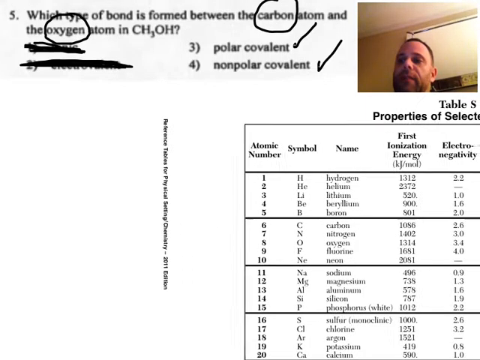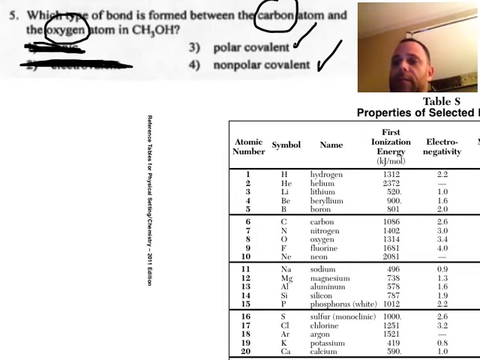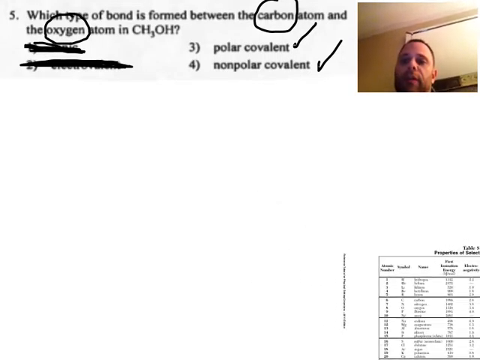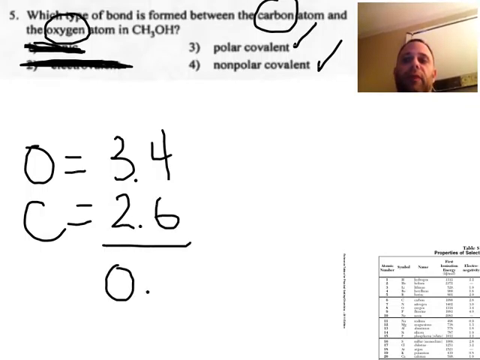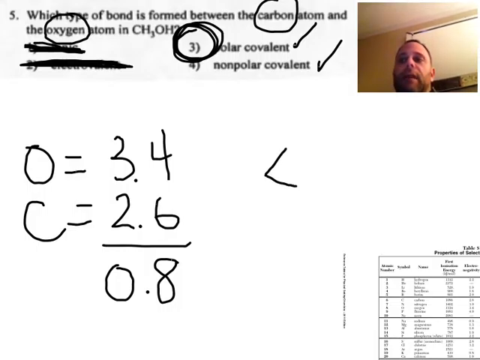Oxygen's electronegativity is 3.4, while carbon's is 2.6. Let's write that down. Oxygen equals 3.4, carbon equals 2.6. For an electronegativity difference of 0.8, this one is a polar bond. To be nonpolar, we're looking for something that is less than 0.4.